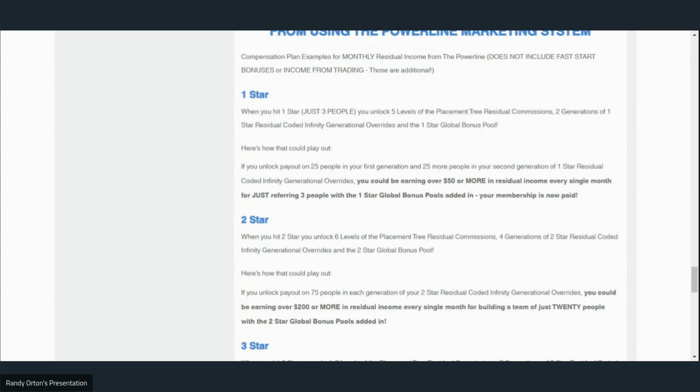If you unlock payout on 25 people in your first generation and 25 more people in your second generation of 1-star residual coded and fading generational overrides, you could be earning $50 or more in residual income every single month for just referring 3 people, with the 1-star global bonus pools added in. Your membership is now paid. So that's really your goal: refer 3 people, get in the global bonus pool, and don't have to worry about your membership ever again. It's paid every month for you.